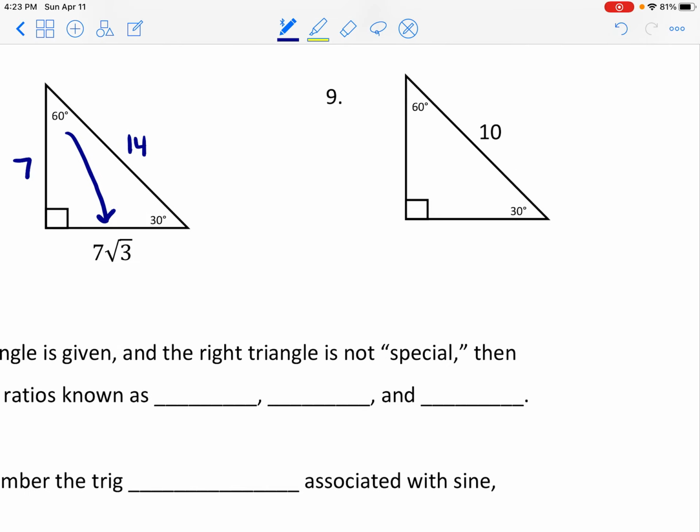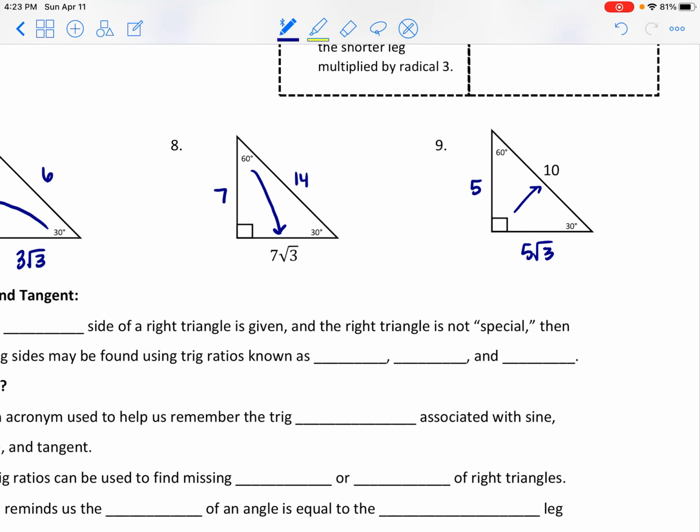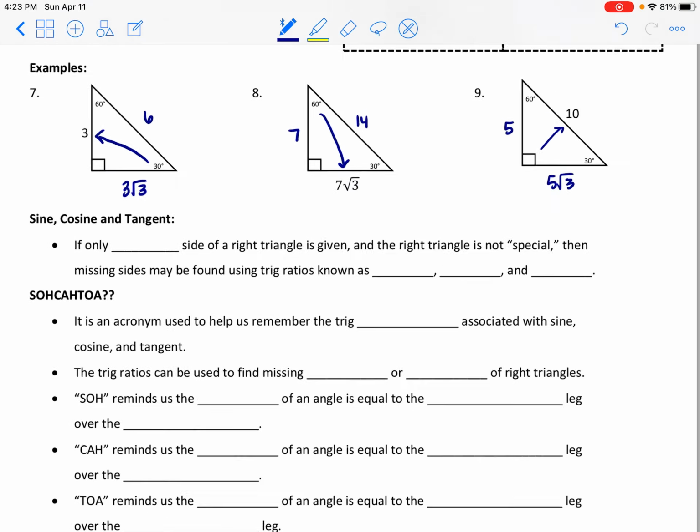Okay, or here, if I have my hypotenuse as 10, I can cut that in half. That's my longest side. If I cut that in half, then my smallest side has to be 5. And now that I have my smallest side, multiply it by a radical 3 to get my longer side. Okay, so again, helpful patterns to know when those triangles come up.